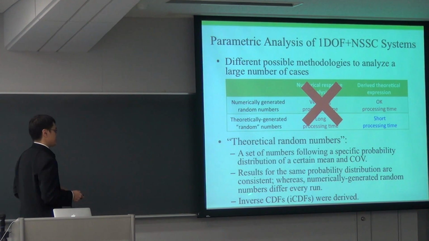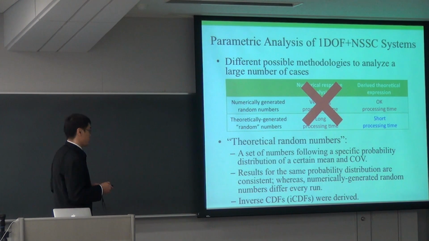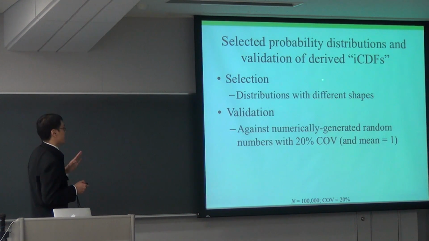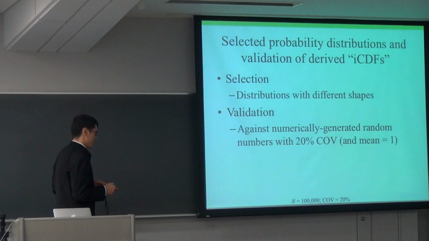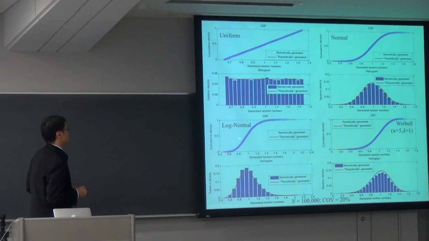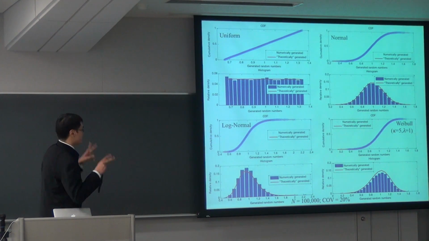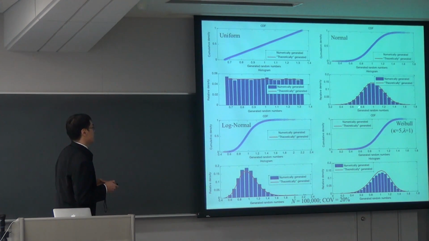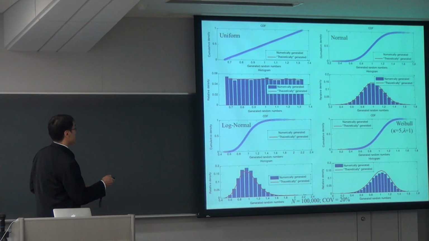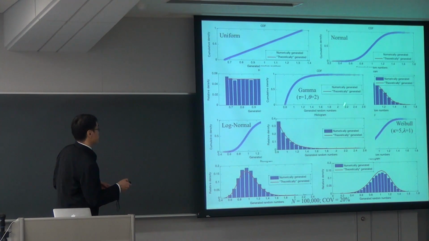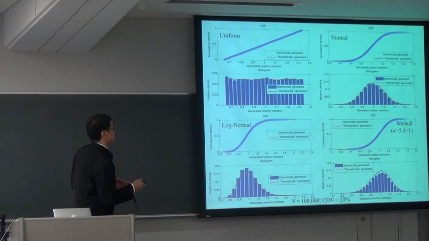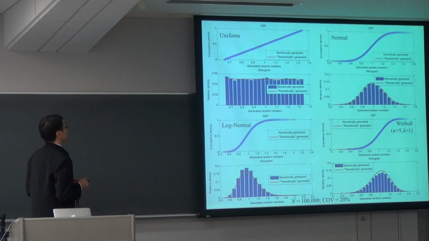And then, essentially, I derived inverse cumulative distribution functions for 5 specific probability distributions. I selected 5 with different shapes, and I validated them against numerically generated random numbers. And here they are. Again, red lines are what I call theoretically generated, blue plots are numerically generated, and you can see there's good agreement again. And this is the 5th one I used, gamma distribution with a certain set of parameters. I selected these 5 distributions because you can see they have very different shapes, looking at the distribution functions.